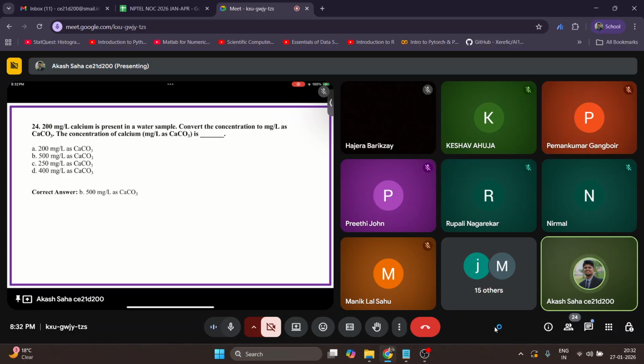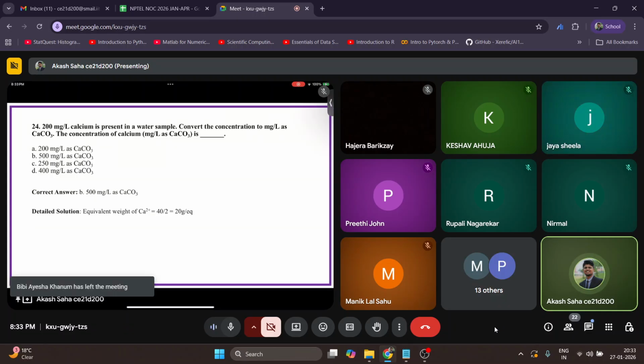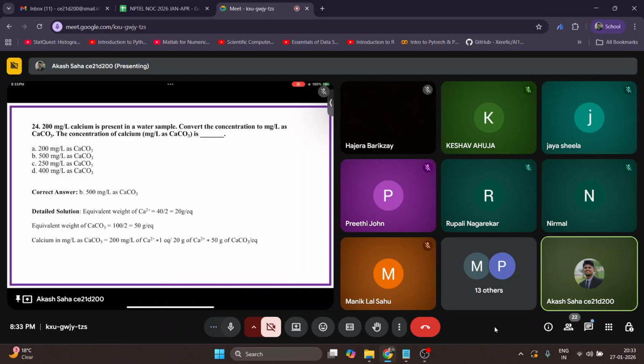Sorry. So this is another example where we have to find out the concentration as CaCO3. Most of the time, hardness concentrations are indicated in terms of milligram per liter as CaCO3. So how to convert it? It's very simple. You just have to first find out the equivalent weight of that substance. Here it is given as calcium. So the equivalent weight of calcium will be molar mass by combining capacity. Molar mass of calcium is 40, and since it has a plus 2 charge, it is 40 by 2. So we have 20 gram per equivalent.